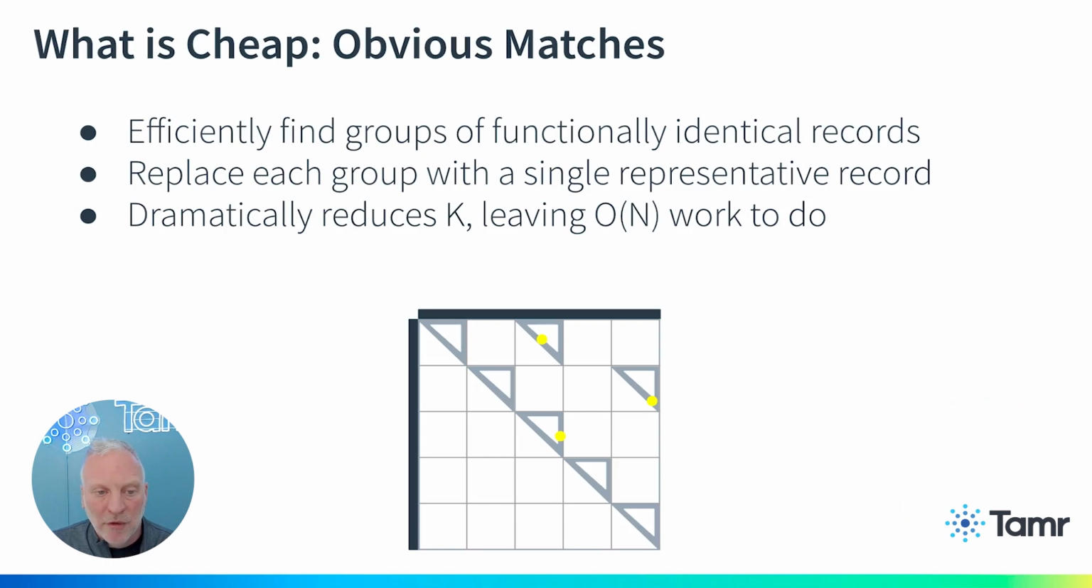To handle obvious matches, we can efficiently find groups of functionally identical records. We'll unpack what we mean by functionally identical, but you can think about it as records that have the same values for all those identifying columns. We're going to replace each group of records with a single representative record. This dramatically reduces the k, the number of records in each block, which leaves effectively order of n work to do rather than n squared.